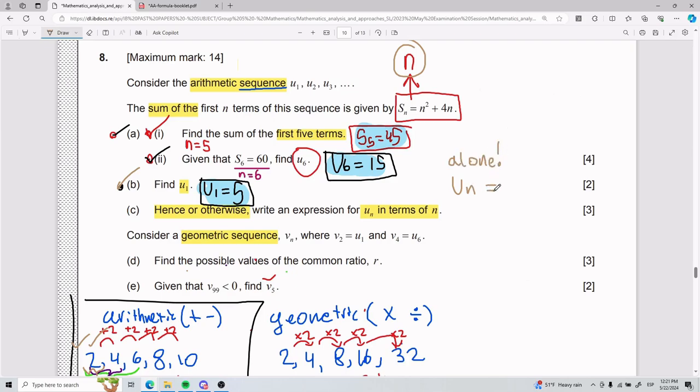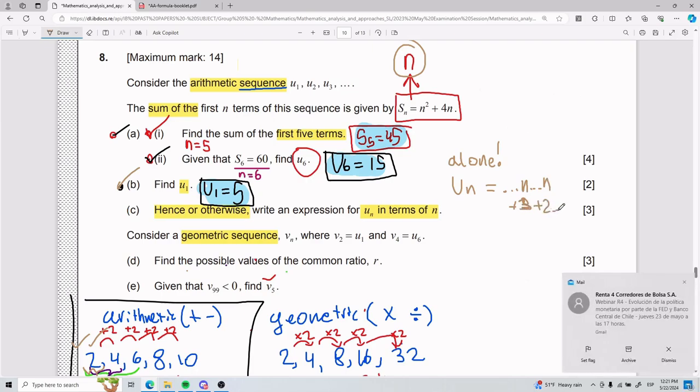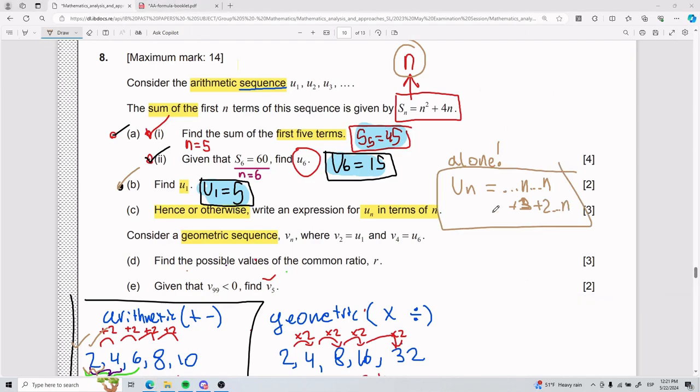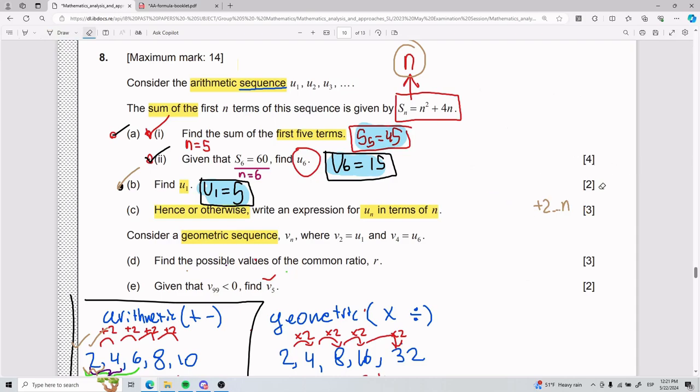Un is alone, and you have a bunch of different n's on the other side. You might have a plus three somewhere, a plus two, but you only have a bunch of n's on the right side, okay? And so keep that in mind. Un in terms of n means you have un alone equaling a bunch of different n's doing different stuff. And so it's our job to figure out how that plays out.